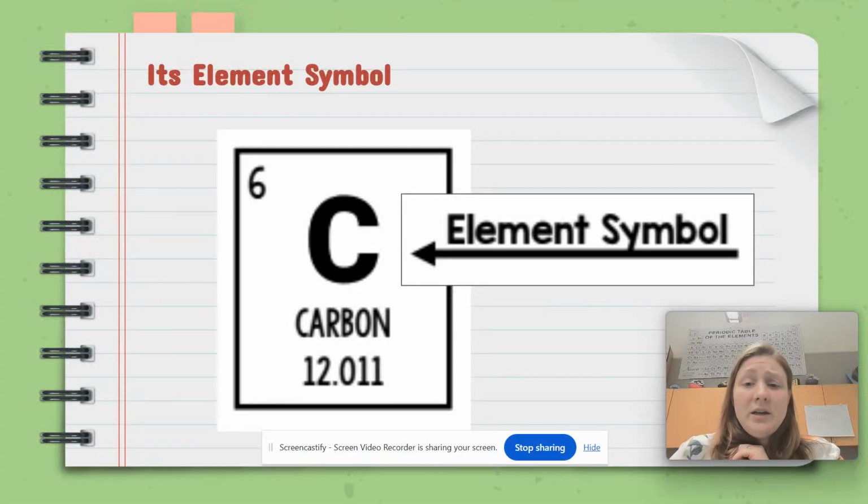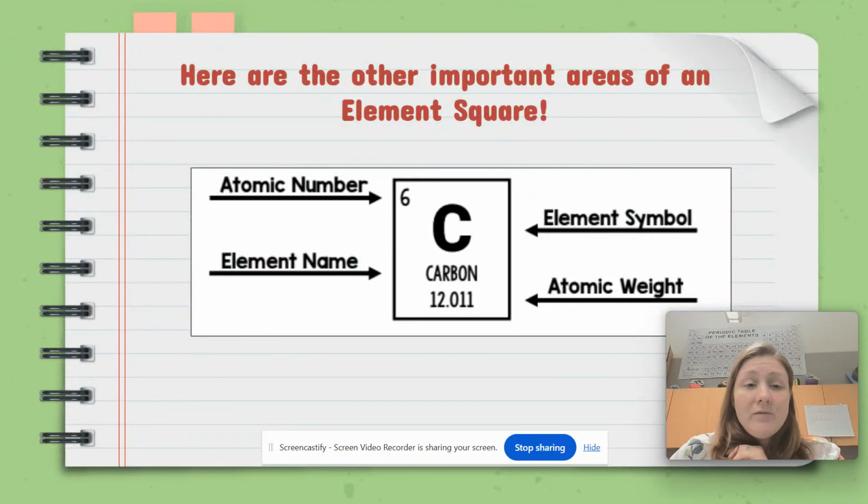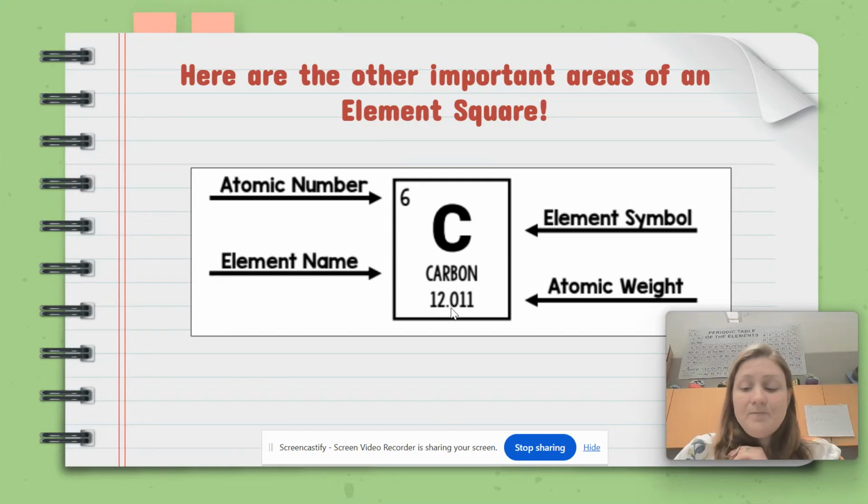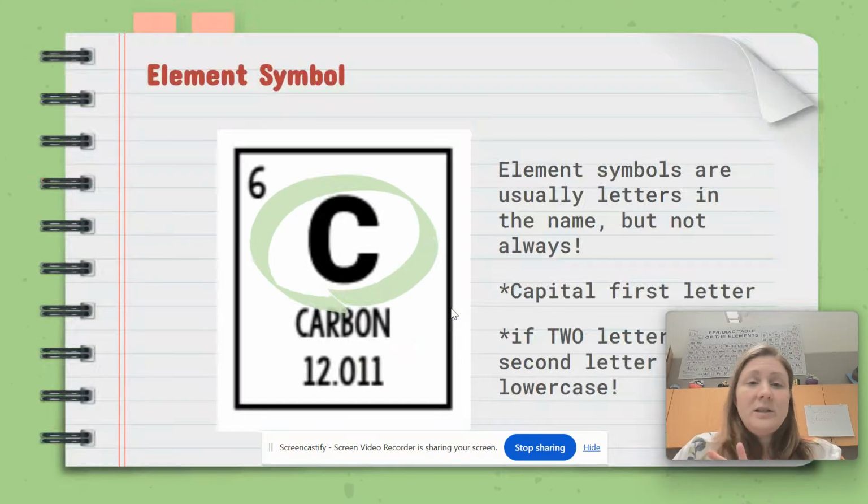So in here, we have the element symbol, which is located there. And we also have the atomic number, the element name, and the atomic weight. Let's look a little deeper at each one of these. The first one is the symbol, which is a letter. There's always a capital letter if there is one single letter. So this one is a capital C for carbon.